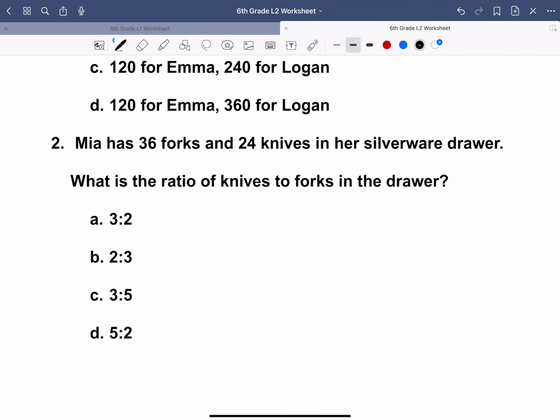Number 2. Mia has 36 forks, 24 knives in her silverware jar. What is the ratio of knives to forks in the jar? So, okay. We have 24 knives to 36 forks. If you want to know the greatest common factor to reduce these the fastest way, and keep in mind, you don't have to use this. You can use mental math, but some teachers might make you do this. I know they did for me.